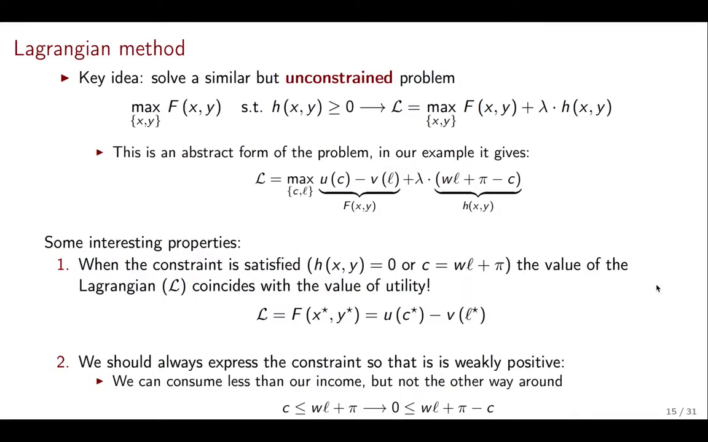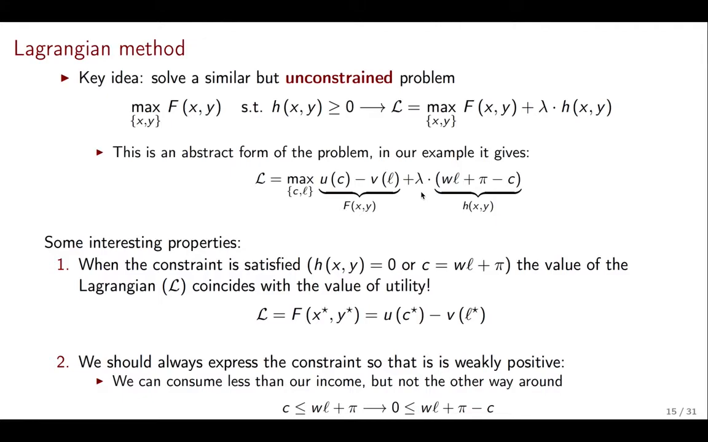The second thing is that in order for this to have some representation, we always want to express the constraint so that it's weakly positive. The intuition for this is very simple. We can consume less than our income. You can leave income on the table, but not the other way around. We cannot just consume more than the income we have. And so we always want the constraint to be weakly positive. That means we always want to express it as income minus consumption. And that's going to guarantee that our lambda is positive.